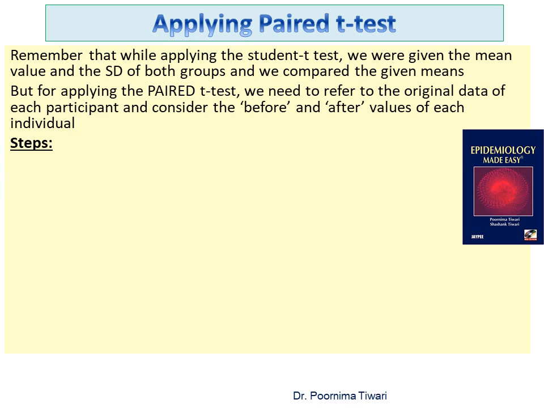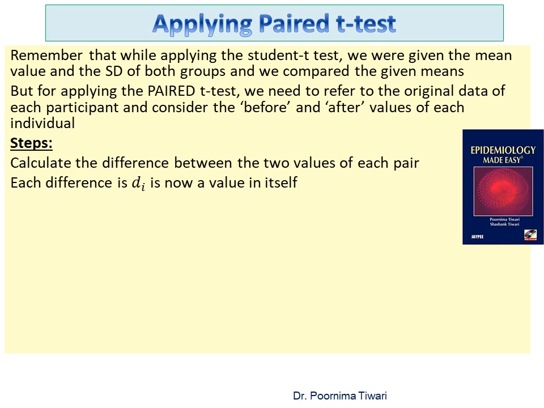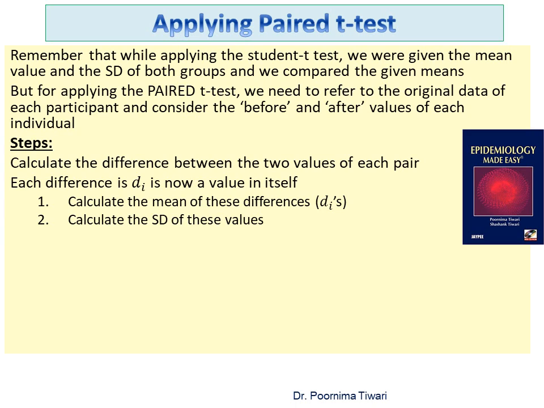What are the steps? Calculate the difference between the before and after, or the difference between the two values of each individual. Now, each difference is a value in itself. We calculate the mean of these differences. Then we calculate the standard deviation of these differences. Finally, we calculate the standard error of the values, which is standard deviation divided by root n. N is the number of participants in the group.